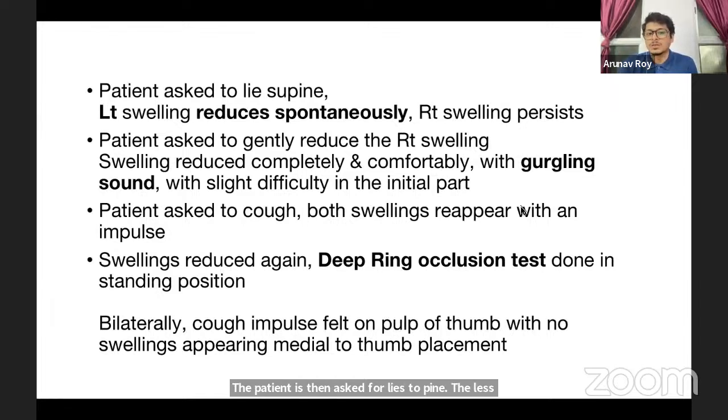The patient is then asked to reduce the swelling himself gently. The swelling is reduced completely and comfortably with a gurgling sound, with slight difficulty in the initial part. The patient is asked to then cough. Both the swellings reappear with a cough impulse. The swellings are reduced again, and a deep ring occlusion test is done in the standing position. Bilaterally, cough impulse was felt on the pulp of the thumb, with no swellings appearing medial to the thumb placement.